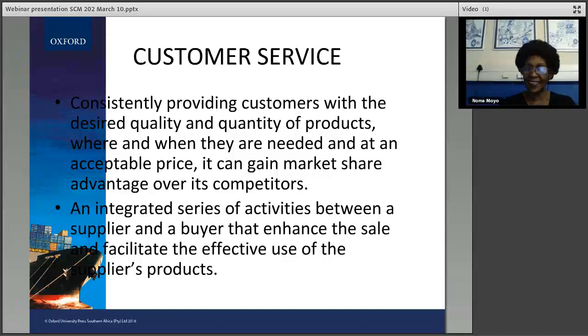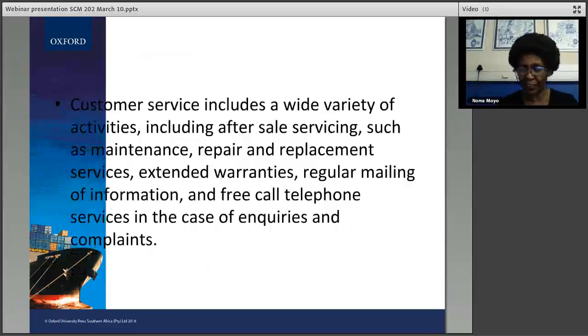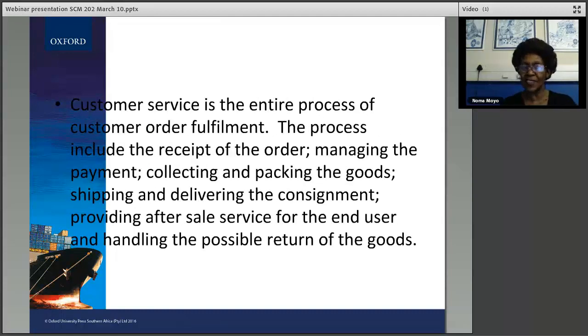An integrated series of activities between a supplier and a buyer that enhance the sale and facilitate the effective use of the supplier's products is required for customer service. Customer service includes a variety of activities, including after-sale servicing, such as maintenance, repair and replacement services, extended warranties, regular mailing of information, and free call telephone services in the case of inquiries and complaints.